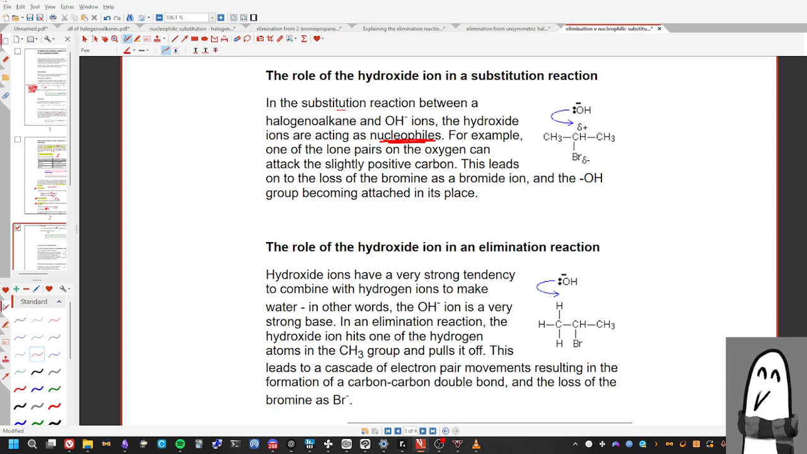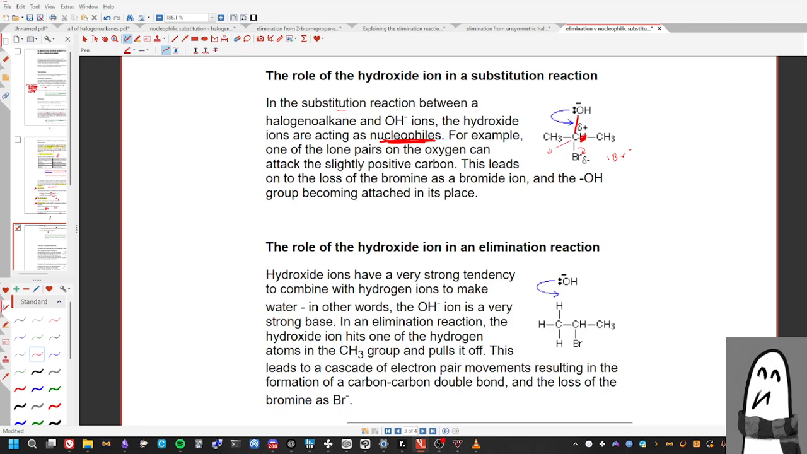Your C is going to be slightly positive, your Br is going to be slightly negative. So it attacks the slightly positive carbon. This leads to the loss of bromine as a bromide ion and the OH becomes attached. It forms that bond, and then it leads to the loss of the bromide ion. This will go there, and it will exit as Br negative.